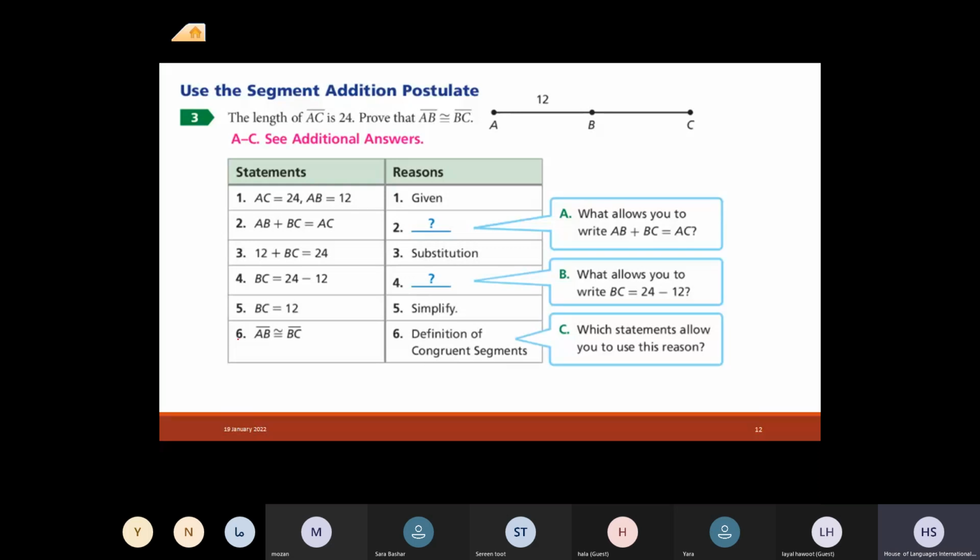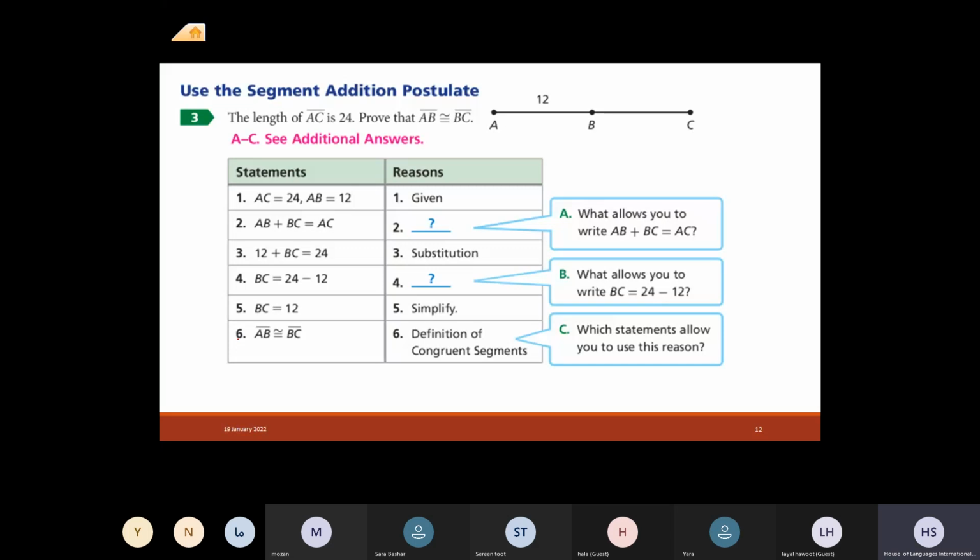So what will we do? First of all, when you write the proof, as I told you before, you have to see what is the given for you. The given is that AC is 24 and AB is 12. So you write them here as AC equals 24 and AB equals 12. And the reason, you have to write in the second column, as given. Remember, when you want to write the proof, you have to write the statement and the reason. Why is it like this? Because it's given.